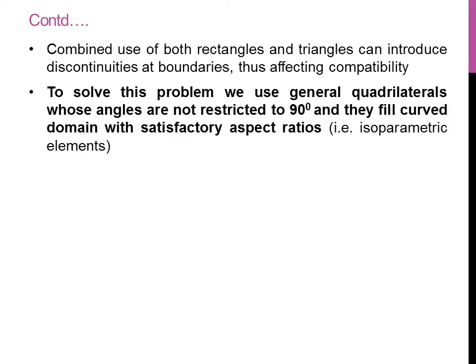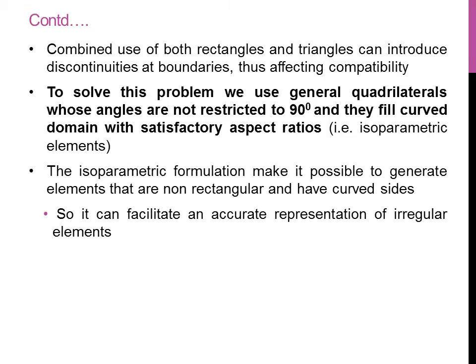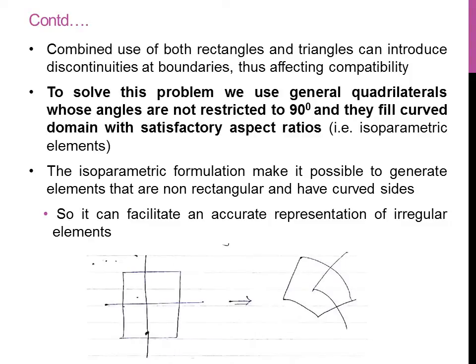To solve this problem, we use general quadrilaterals whose angles are not restricted to 90 degrees and which fill the curved domain with satisfactory aspect ratio, and those elements are known as isoparametric elements. The isoparametric formulation makes it possible to generate elements that are non-rectangular and have curved sides. So it can facilitate an accurate representation of irregular elements. In these isoparametric elements, curves are present and angles are not restricted to 90 degrees.